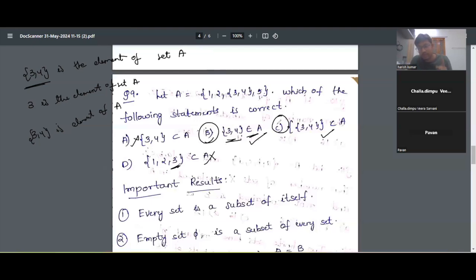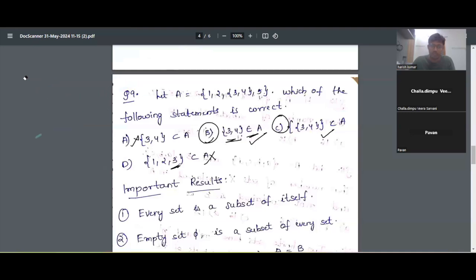In the JEE Advanced examination, you'll have questions like this, wherein there will be more than one correct answer. So we are practicing for JEE Advanced. We will see all the types of questions that will come in that exam.